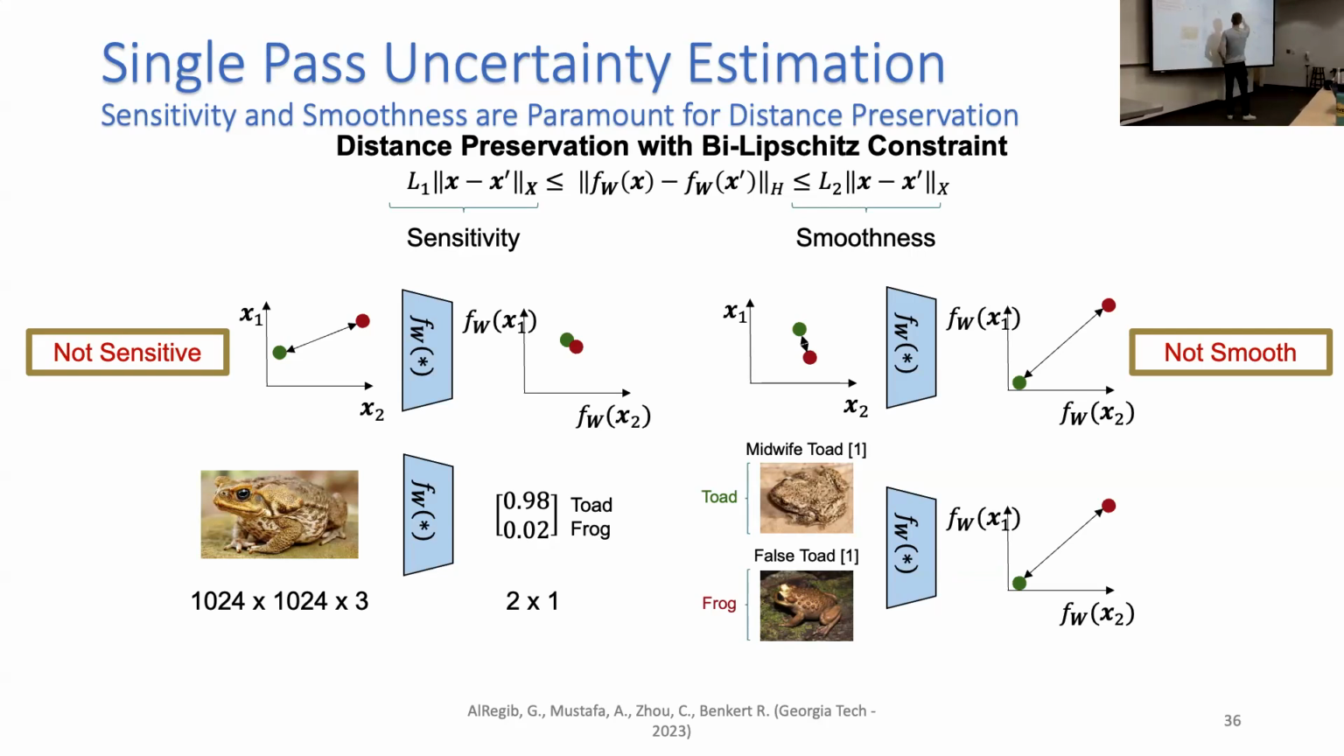And so if there's a small distance over here in the input, and we result in a massive distance in the output, that's what we call not smooth. So if you think about this example of a toad and a frog, this is a false toad. I mentioned that last lecture, if you remember. And this is actually a frog. You don't want to blow this out of proportion. That's the idea behind it.